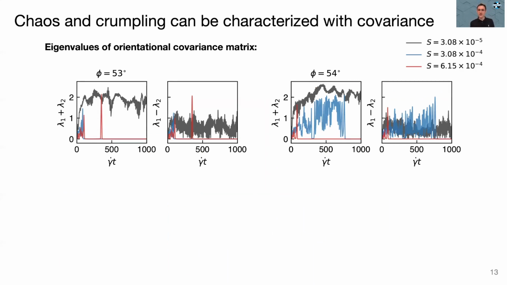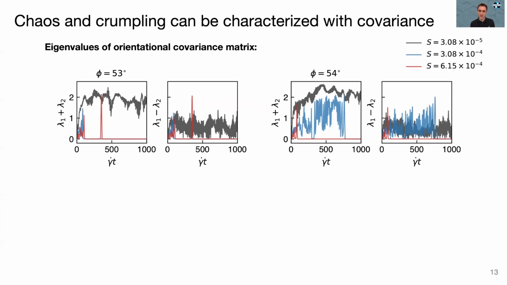So here I'm plotting the sum and the differences of these eigenvalues of this covariance matrix over time for a few different values of S and 2 initial orientations of 53 degrees and 54 degrees. The sum of the eigenvalues represents the overall degree of crumpling, and the difference represents the degree of anisotropy of crumpling.